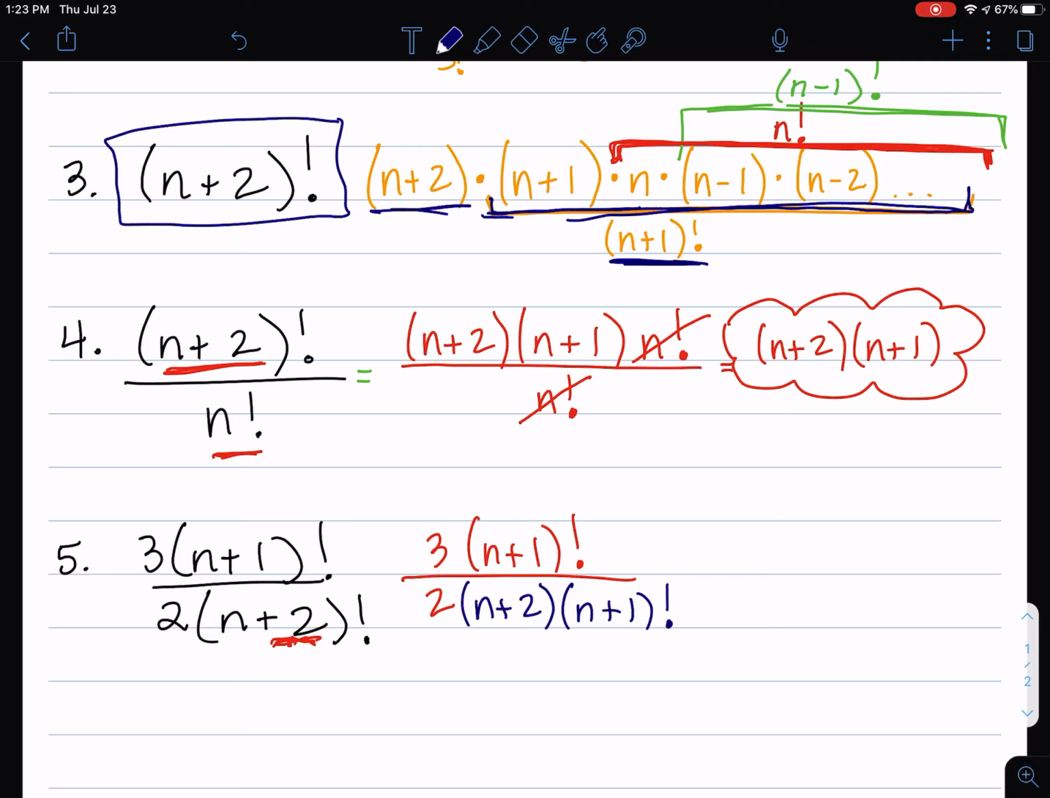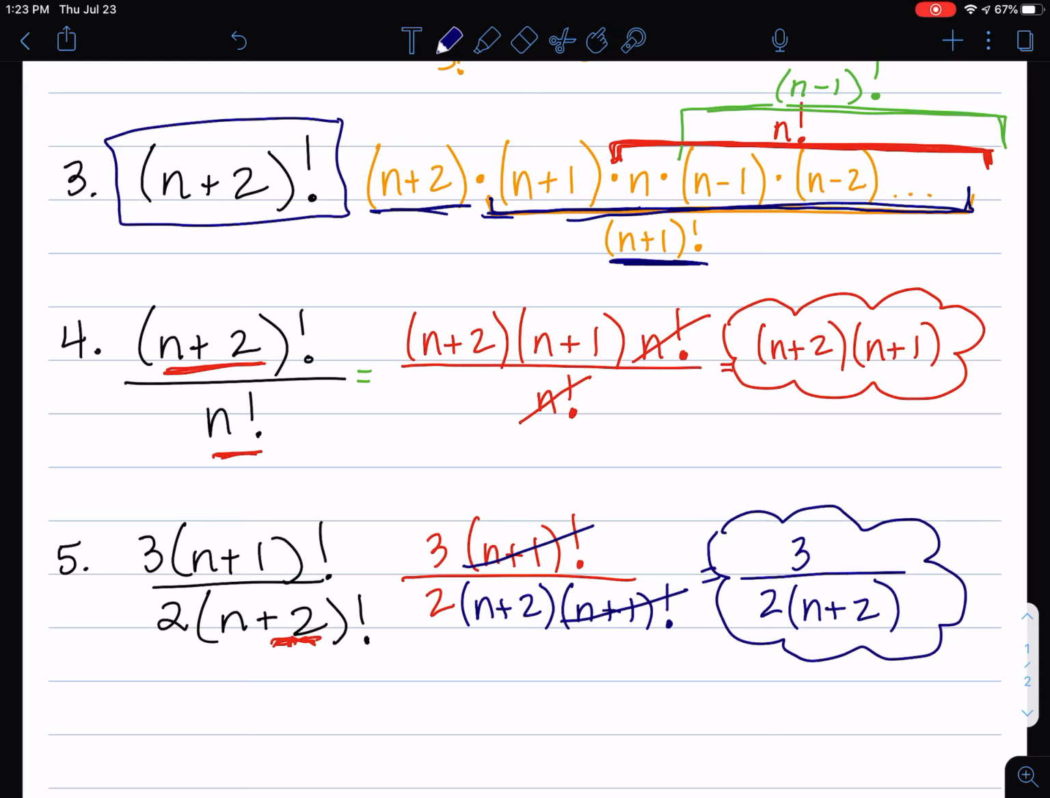And the reason why I stopped there is because now I can see those are going to cancel and I'm going to be left with 3 over 2 times n plus 2. So we got rid of our factorial, which makes our expression a little bit simpler.